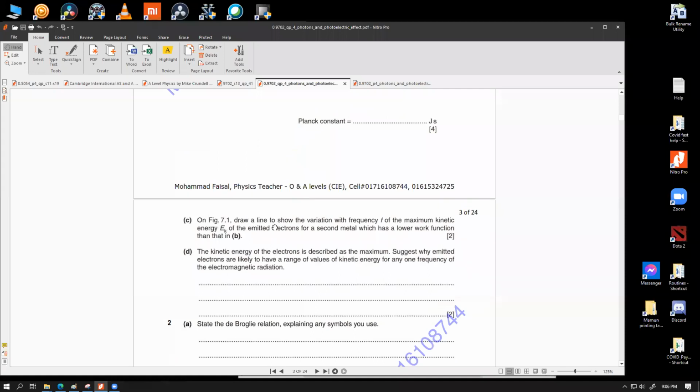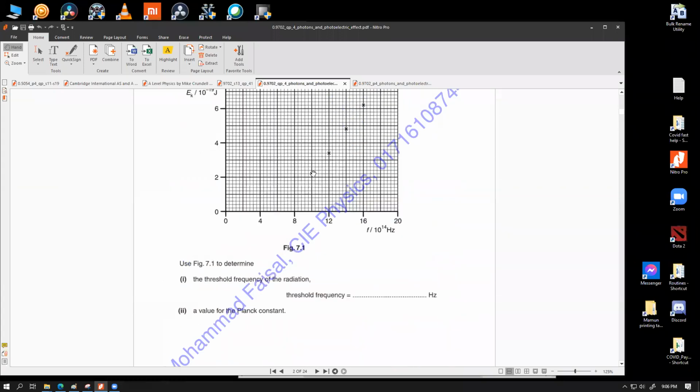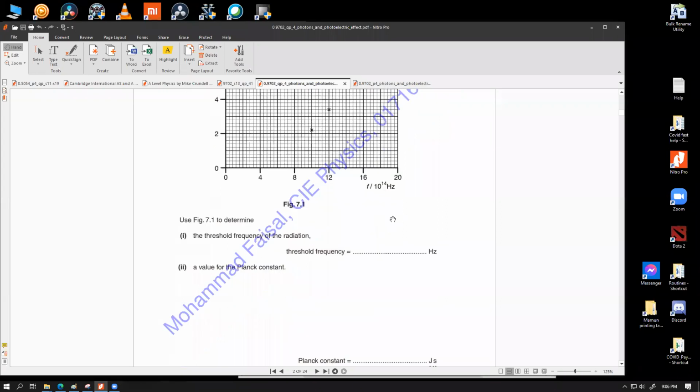On Fig. 7.1, draw a line to show the variation with frequency of the maximum kinetic energy of the emitted electrons for a second metal, which has a lower work function than B. If it has a lower work function, its threshold frequency will be lower. So if this is where the electrons come out, you have to start the new line somewhere on the left side, but not at zero. And you have to draw a line perfectly parallel to this one. Anywhere on the left is good, but it has to be visibly parallel to the original line.